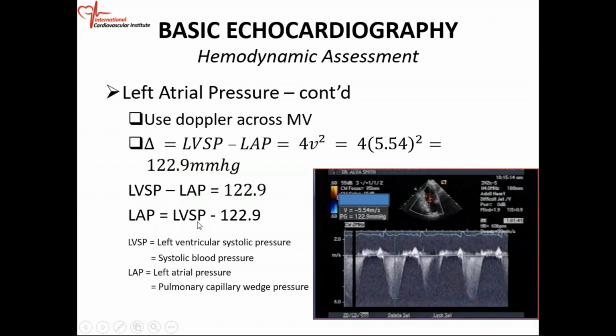Left atrial pressure is equal to LV systolic pressure minus 122. So once you remember the LV systolic pressure is the same thing as the systolic blood pressure, unless there's some obstruction across the left ventricular flow tract. So you can use MR to get your left atrial pressure. And again, remember, left atrial pressure is very important. It helps us to grade diastolic dysfunction.